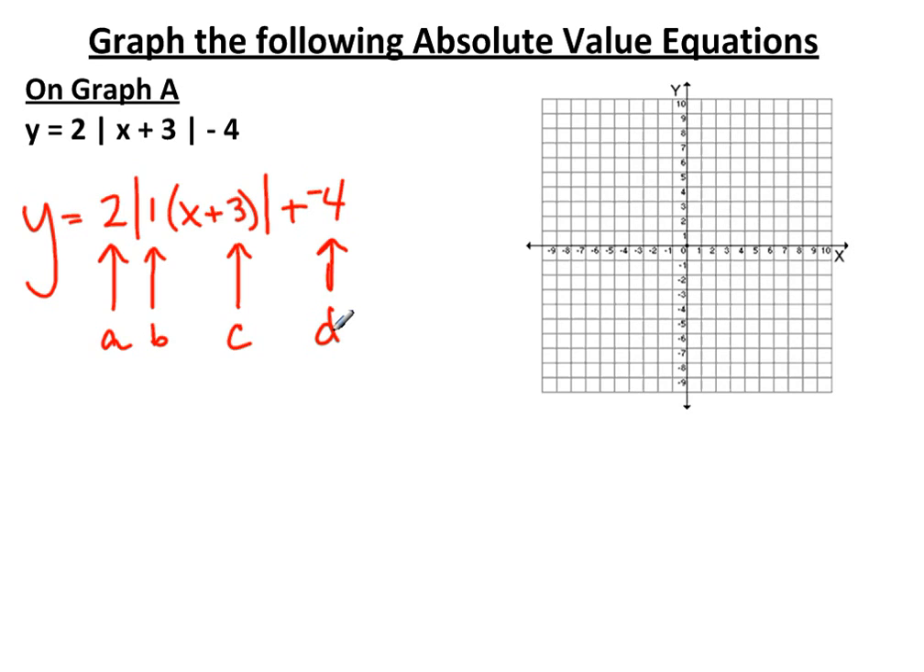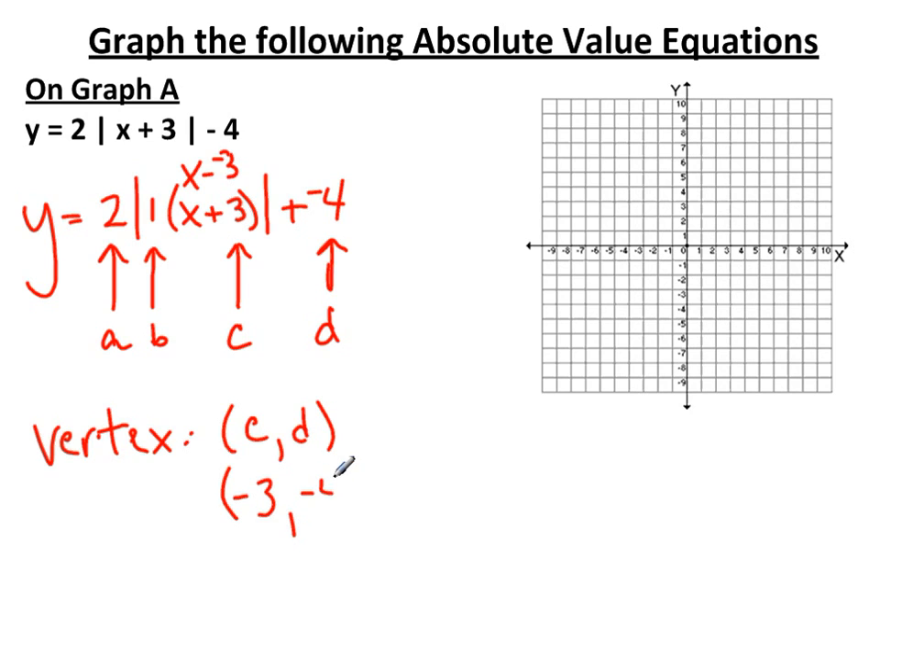So if I actually want to graph this, I first want to start with my vertex. And I know my vertex is C, comma, D. But if we remember, this said x minus C. So this is really x minus a negative 3. So we do the opposite sign. So my vertex is going to be a negative 3, and a negative 4.